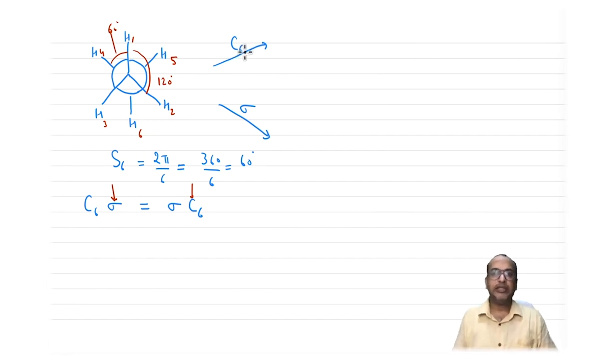Now if you do the C6 operation first, this C6 operation means that H1 will move to this part, H3 will move to this part, H2 will move by 60 degrees. Every proton will move by 60 degrees. So how does it look? Instead of an inverted Y, we have an upright Y, right? And then instead of an upright Y at the back, we have an inverted Y at the back now. So now let us also write down the numbers.